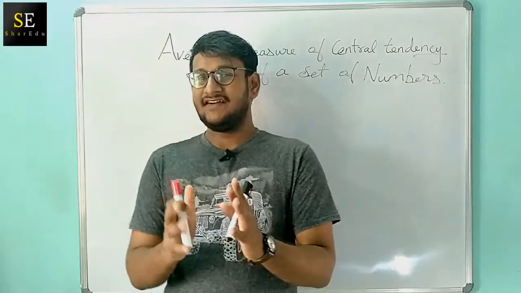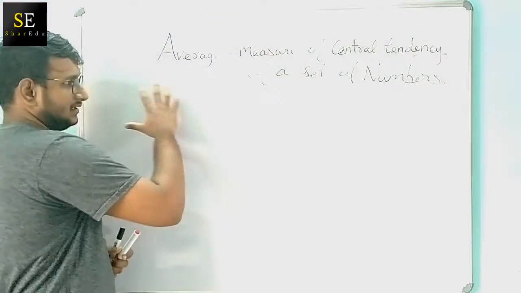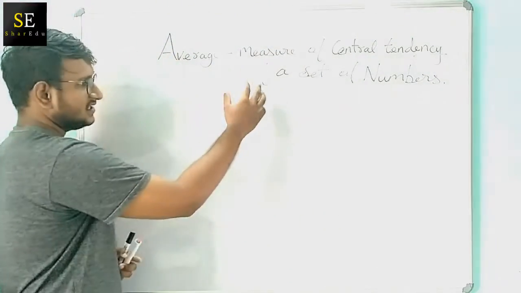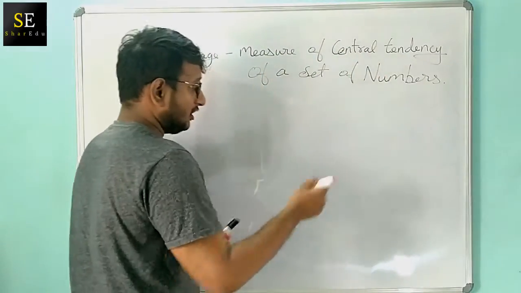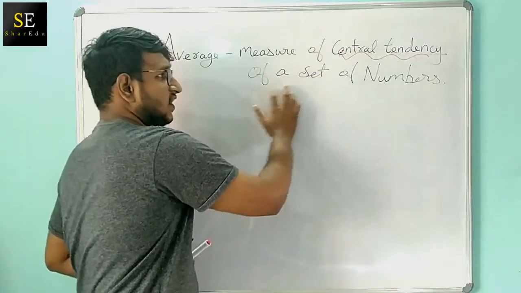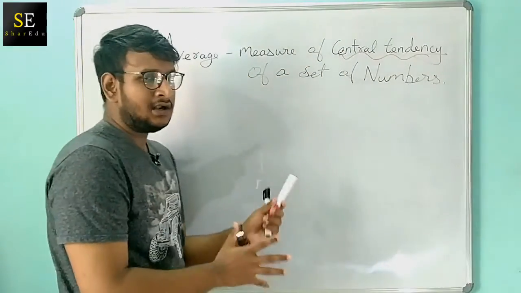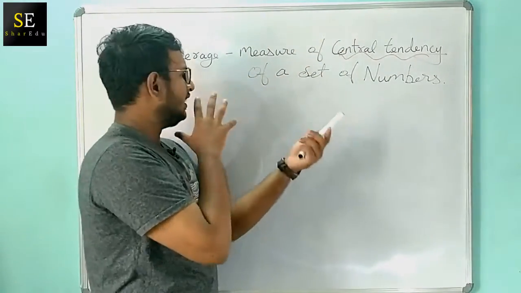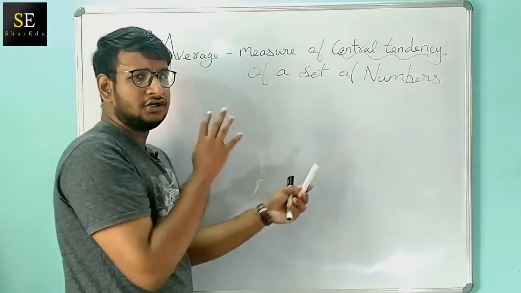So what is average? The definition of average is nothing but the measure of central tendency. This is the keyword. Average is the measure of central tendency of a set of numbers. Come on, I will explain this lame sentence definition as a concept.